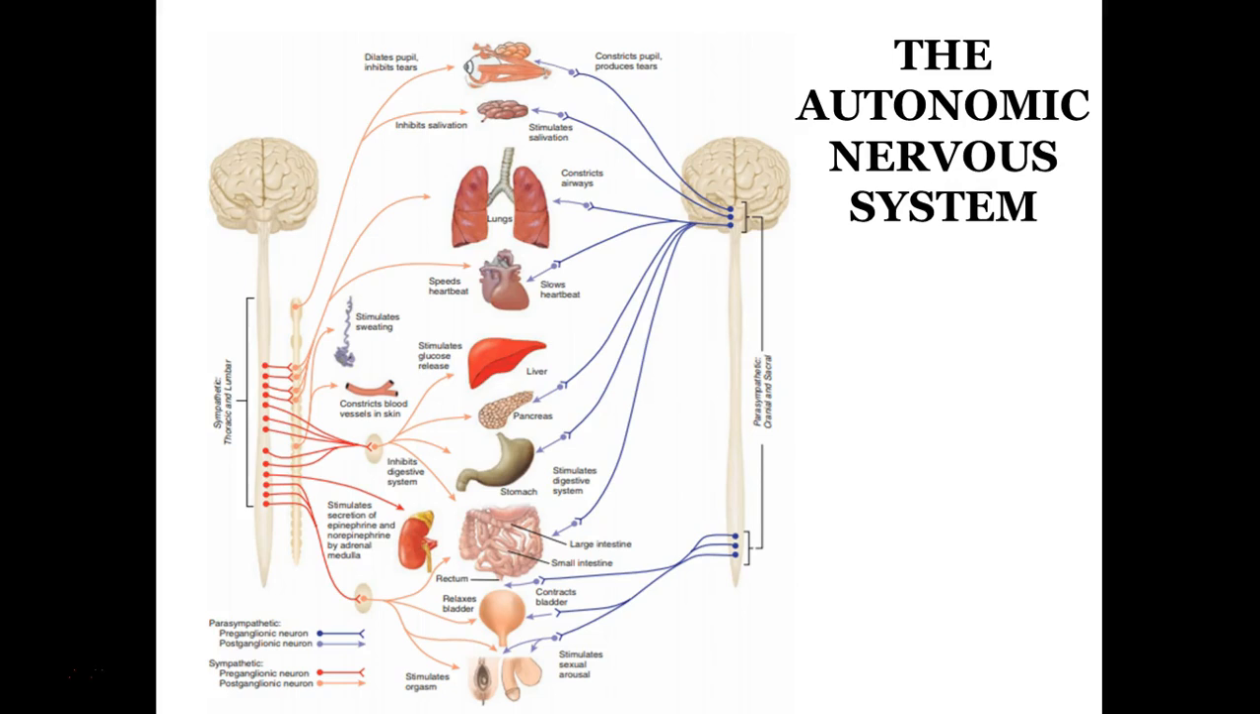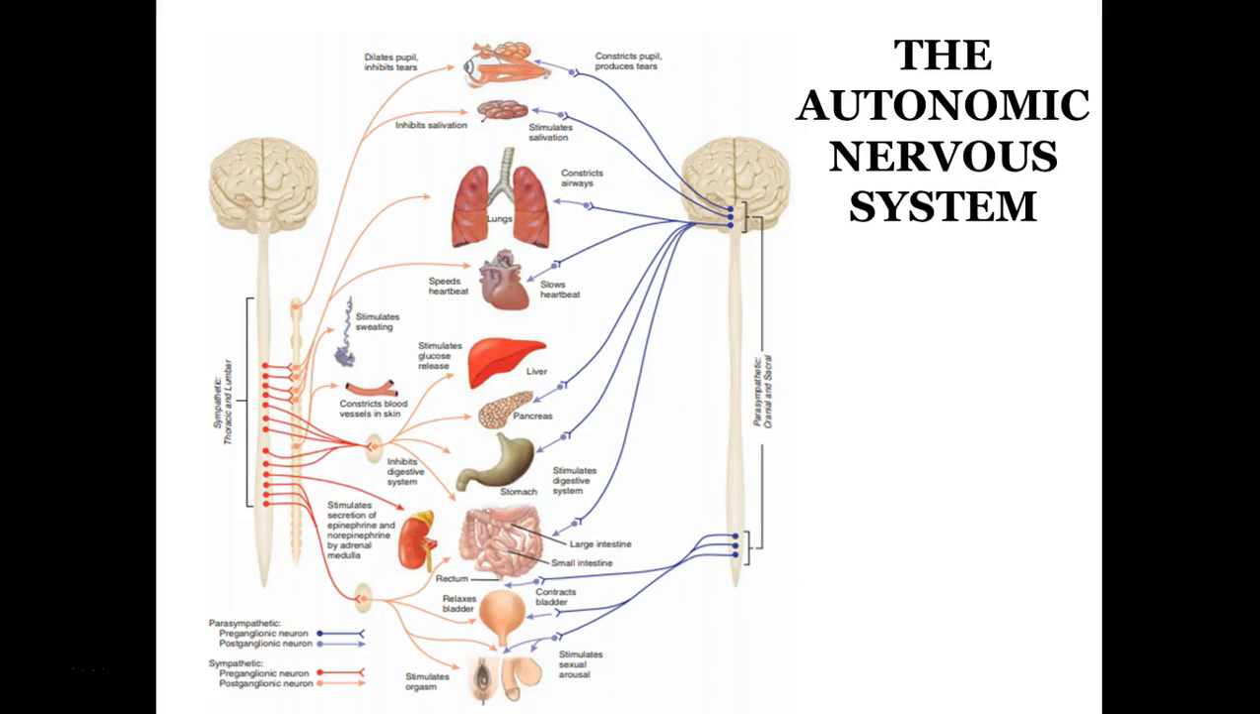But contrastingly, in the parasympathetic mode, pupils are being constricted. That means tears can be generated. Then it stimulates salivation, slows down the heartbeat, stimulates the digestive system, constricts the bladder, and also stimulates sexual arousal. So basically parasympathetic is the rest and digest mode. When we eat and we just want to sleep and digest, at that time parasympathetic mode is very much active. You can see the difference there.